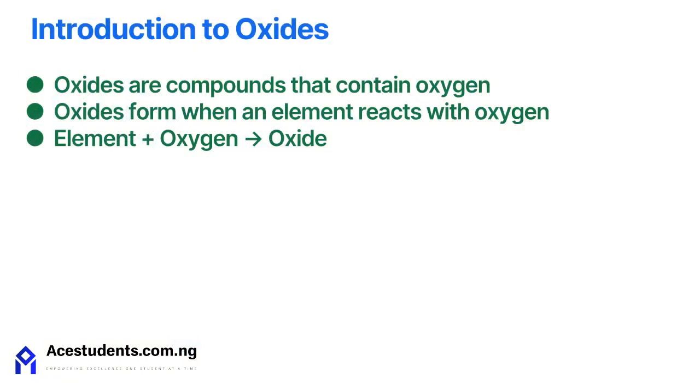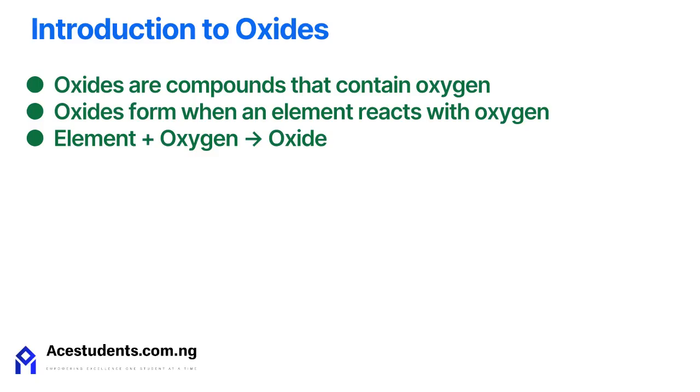Oxides are compounds formed when an element reacts with oxygen. In other words, when oxygen combines chemically with another element, an oxide is produced. This idea is very important because it applies to both metals and non-metals. Exam tip. In exams, always remember that oxygen must be present for a compound to be called an oxide.